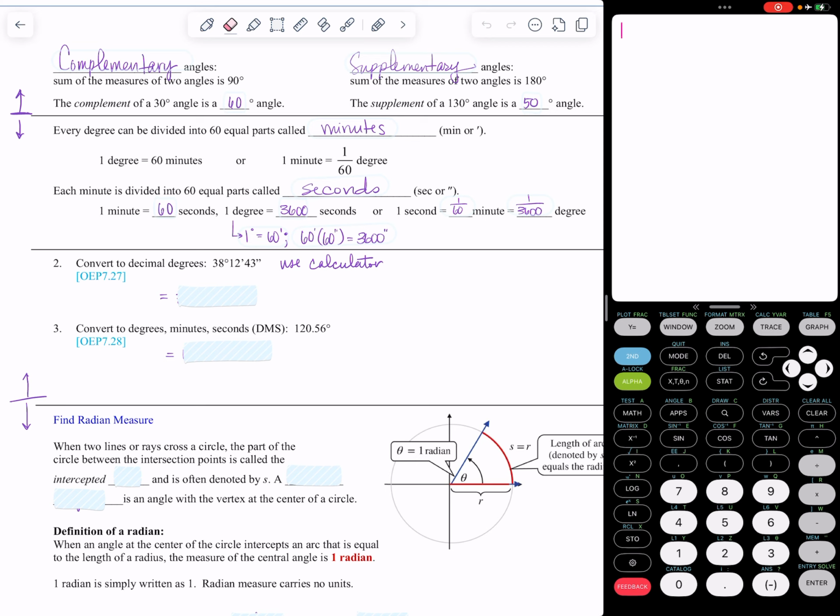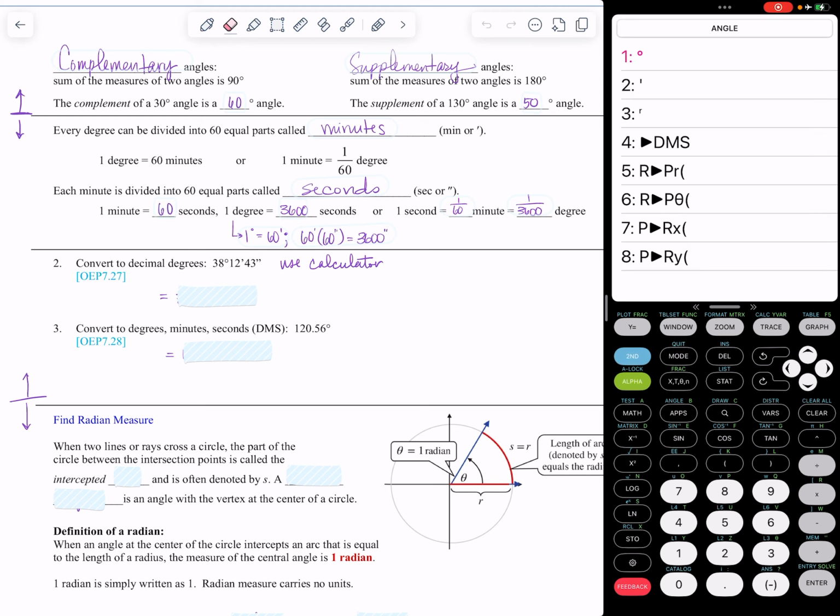All right, so what we're going to do on the calculator is the first thing we're going to do is type in 38. And then we're going to need the degree symbol. So to go to the degree, you will push second and then the apps button. The apps button is in the second column from the left. It's above the 7, a couple of buttons above the 7. And notice right up above the apps button, it says angle. So this is our angle menu.